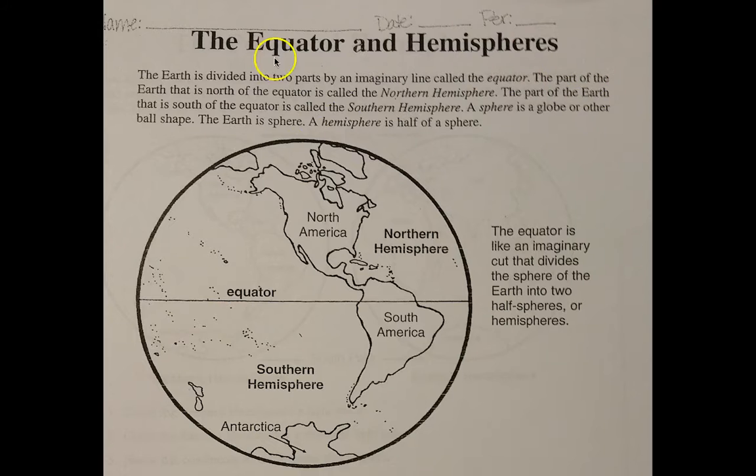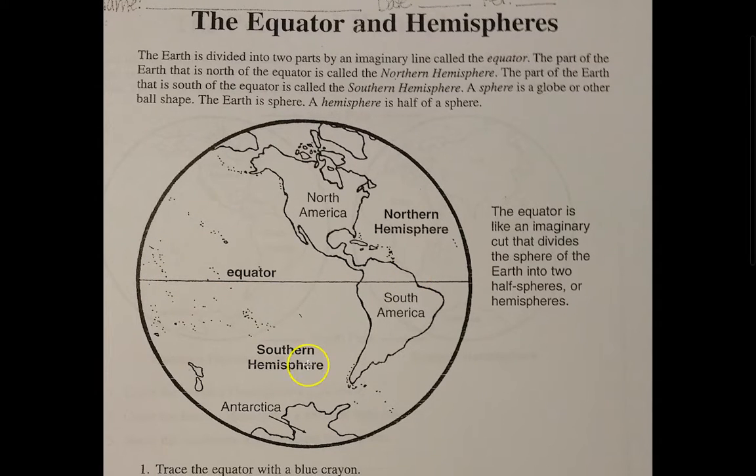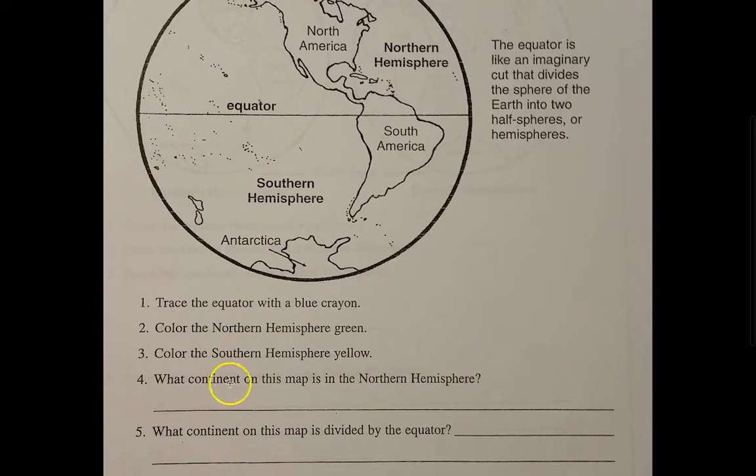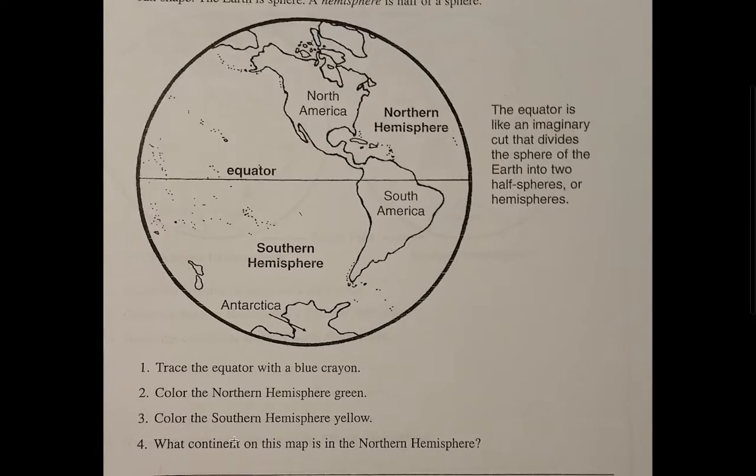All of these things here are very important because this is your vocabulary. So the words hemisphere, southern hemisphere, northern, equator, and sphere. Either highlight them, star them, or maybe you want to rewrite them over here. And this as well is also a key point. The equator is like an imaginary cut that divides the sphere of the Earth into two half spheres or hemispheres. We have the equator right here, similar to what we did before, and then here everything is listed. So what I want you to do is highlight these words, then follow these directions as far as what to do for this map.